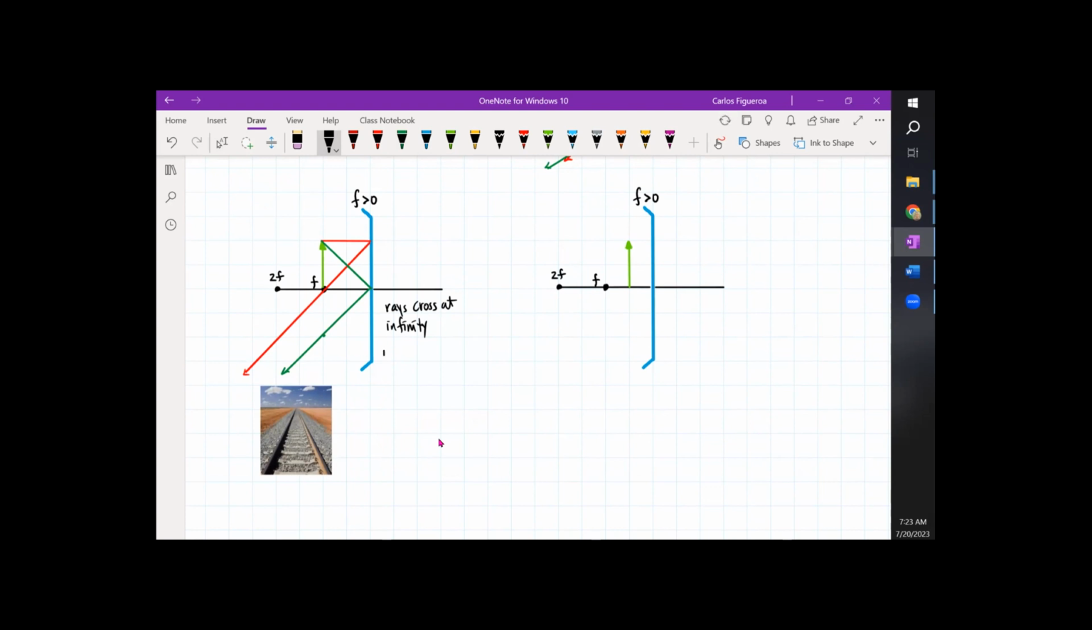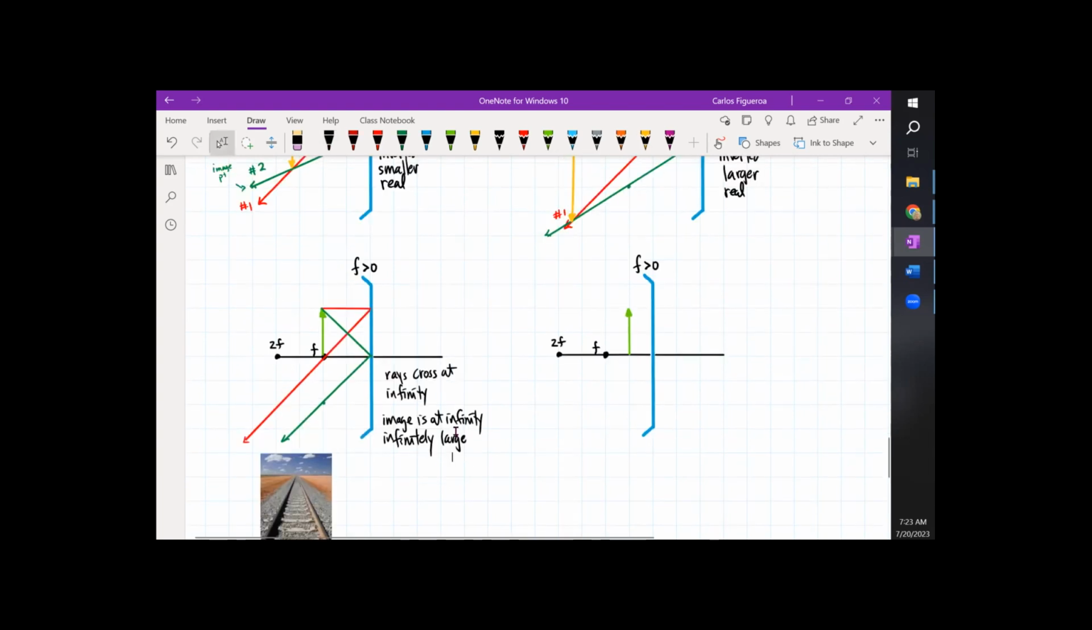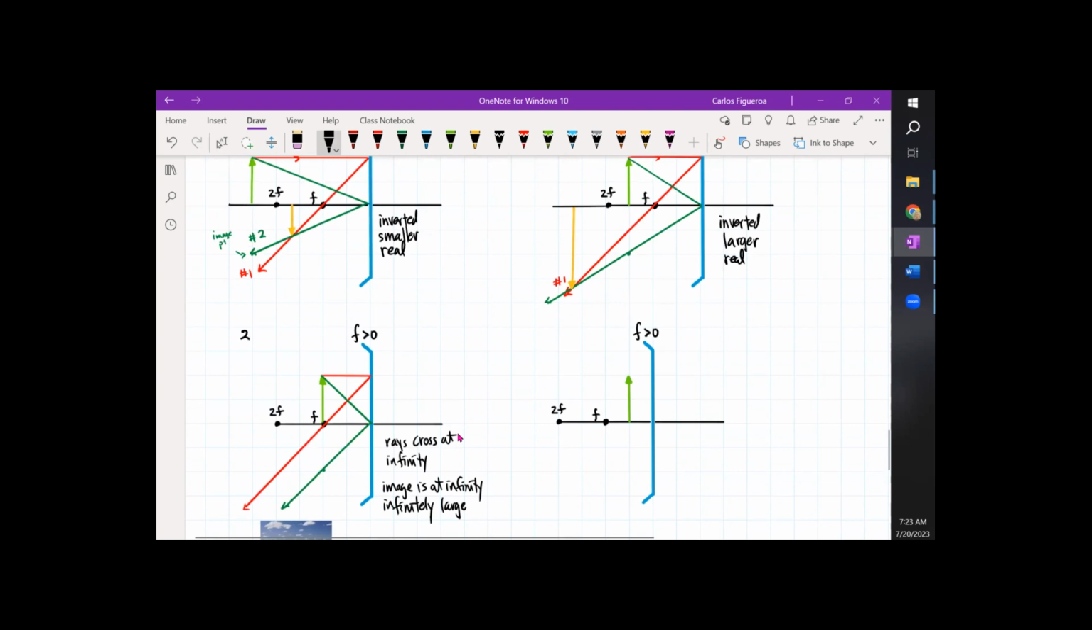So we say that the image is at infinity and it's infinitely large. But that's just because of what our eyes are doing. So now, in this situation, I said that this would be 3, and this is where S is equal to F. So now we're at 4, and we're going to say that F is greater than S.